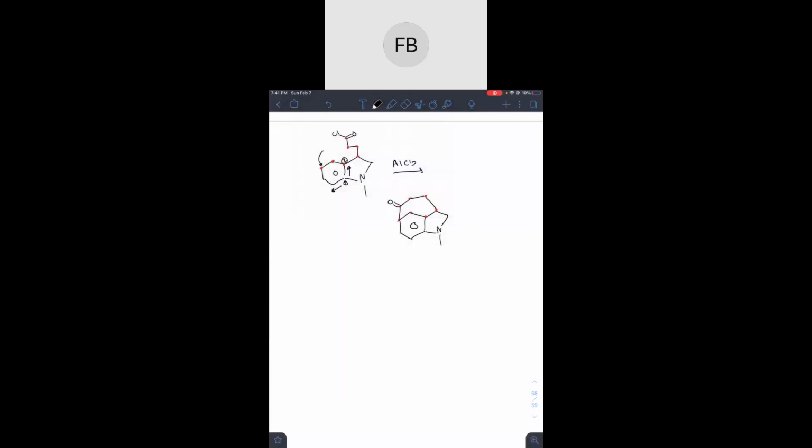Any questions? Someone said, can you count starting from the other side of the nitrogen? Could I count what starting from the other side of nitrogen? I'm a little confused.